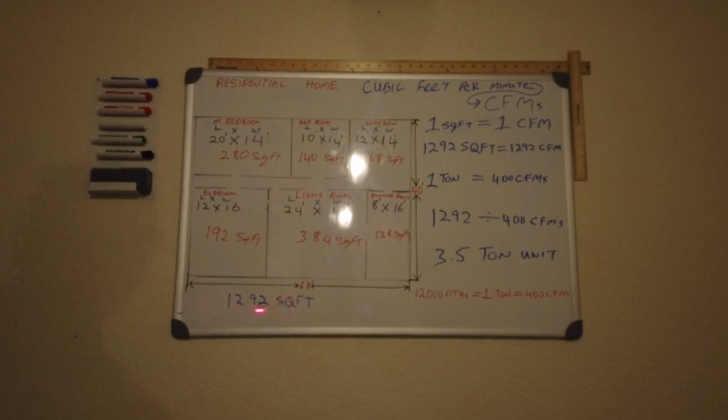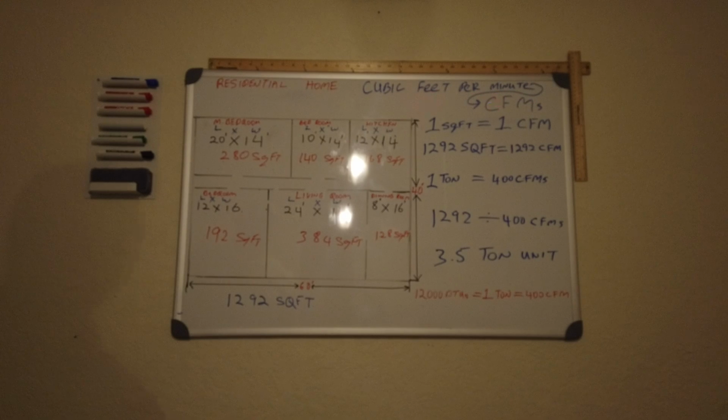Now you add all of that up, we got 1,292 square feet. So this is the amount of square footage you have for your house, and this is the amount of square footage that you're trying to cool. So you need cooling that can satisfy this amount of square footage. So we come over here now.